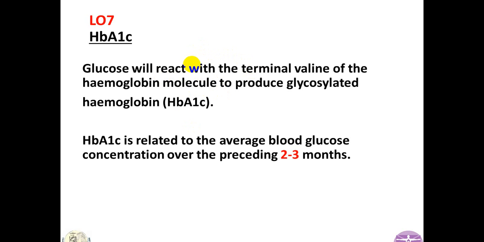Therefore, HbA1c or glycated hemoglobin is related to the average blood glucose concentration over the preceding 2 to 3 months. Why is that? Because the half-life of the RBC is usually 2 to 3 months. So if we measure the glycated hemoglobin, we measure the amount of glucose that is attached to the terminal valine of the hemoglobin molecule.